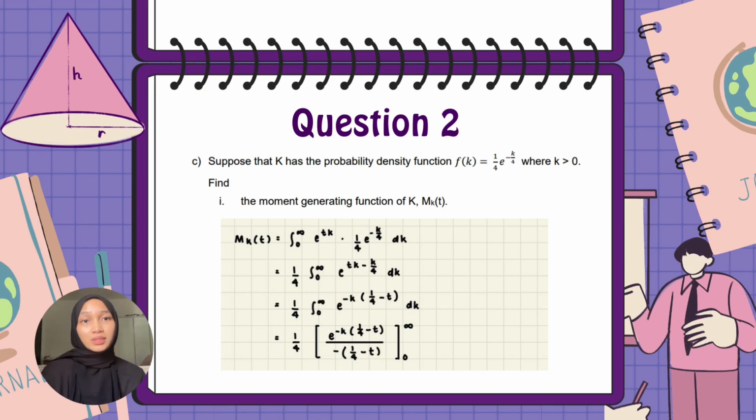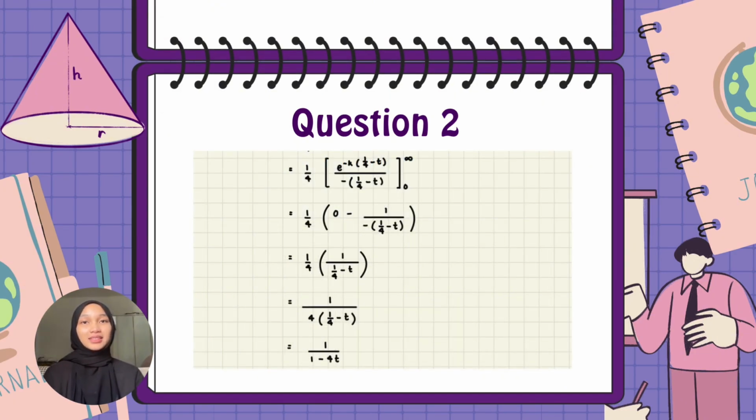So we take out the constant first, which is 1/4, outside the integral. Next, we arrange it so it becomes e to the power of negative k, because we know that e to the power of negative infinity becomes 0. So we need to arrange it to become e^(-k(1/4 - t)). And then we integrate it. So the final answer for the moment generating function of K is 1/(1 - 4t).